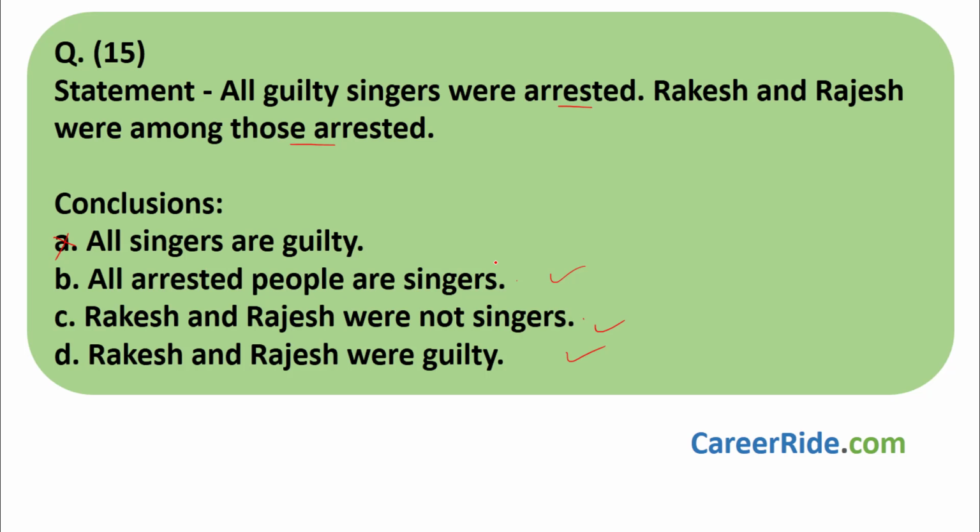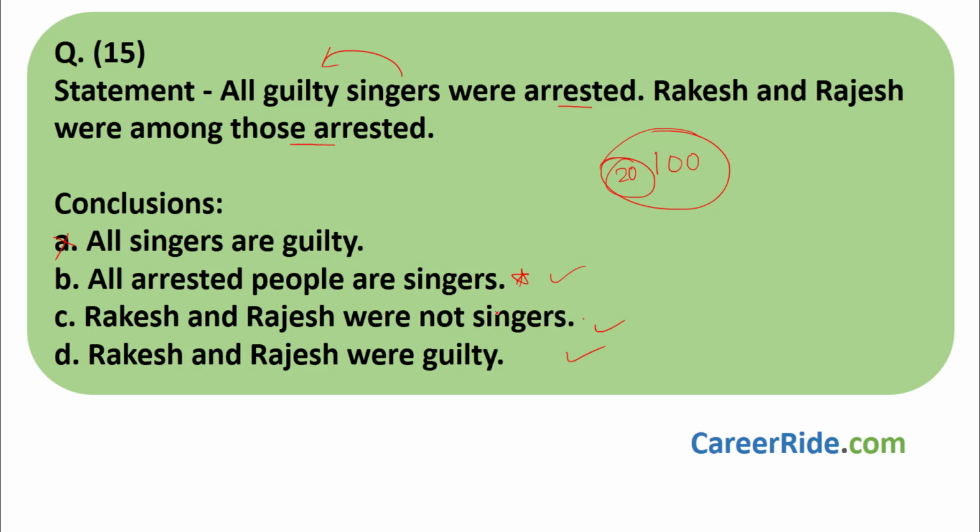Now first, all arrested people are singers. What they have given is that all guilty singers were arrested. So whichever singers were guilty, they got arrested. So it might happen that they have arrested 100 people, and out of that say 20 of them are singers who are guilty, and only they have been arrested with these 100 people. So we cannot be sure that all the arrested people are singers. This is a very dicey thing, so let's not mark it right now.